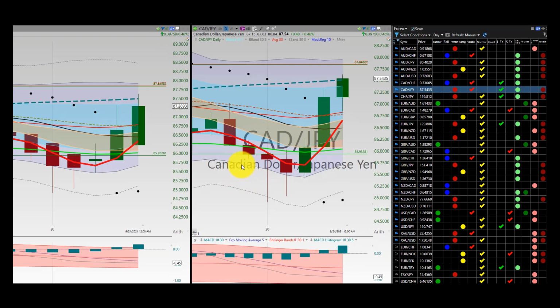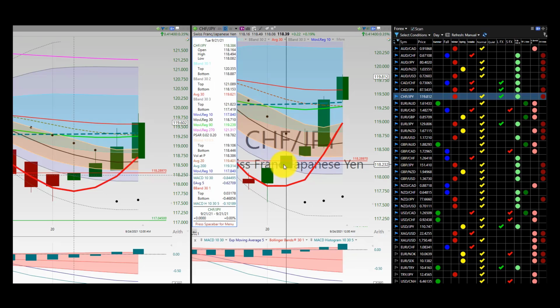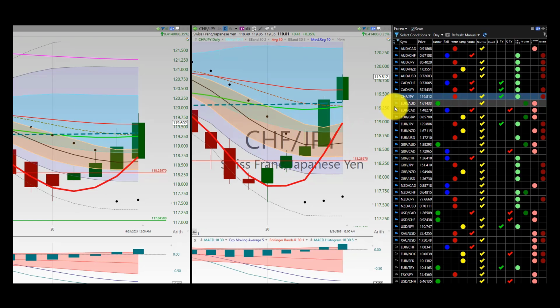Canadian dollar, Japanese yen. We had an initial trade here. Comes out, hits the Z3 on the Heikinashi, then a beautiful 1-2-3 punch out at the 200. Swiss franc, Japanese yen from previous week, initial trade up here for a nice 1-2-3 punch out.